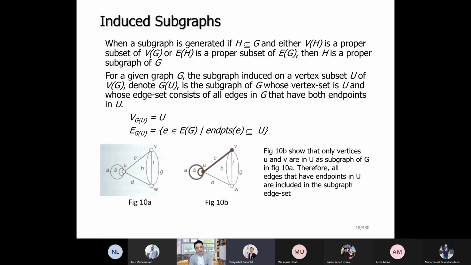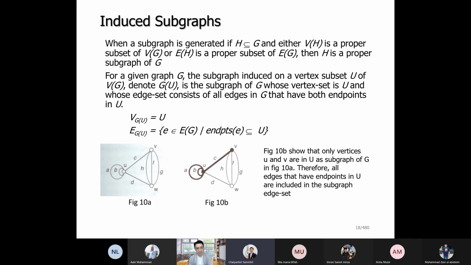For a given graph G here, you can notice from 10A to 10B, we have a subgraph of 10A being 10B. Surely the bold line in 10B is a subgraph of 10A, right? But in this one, we call it the induced subgraph. What's the induced subgraph in your opinion?